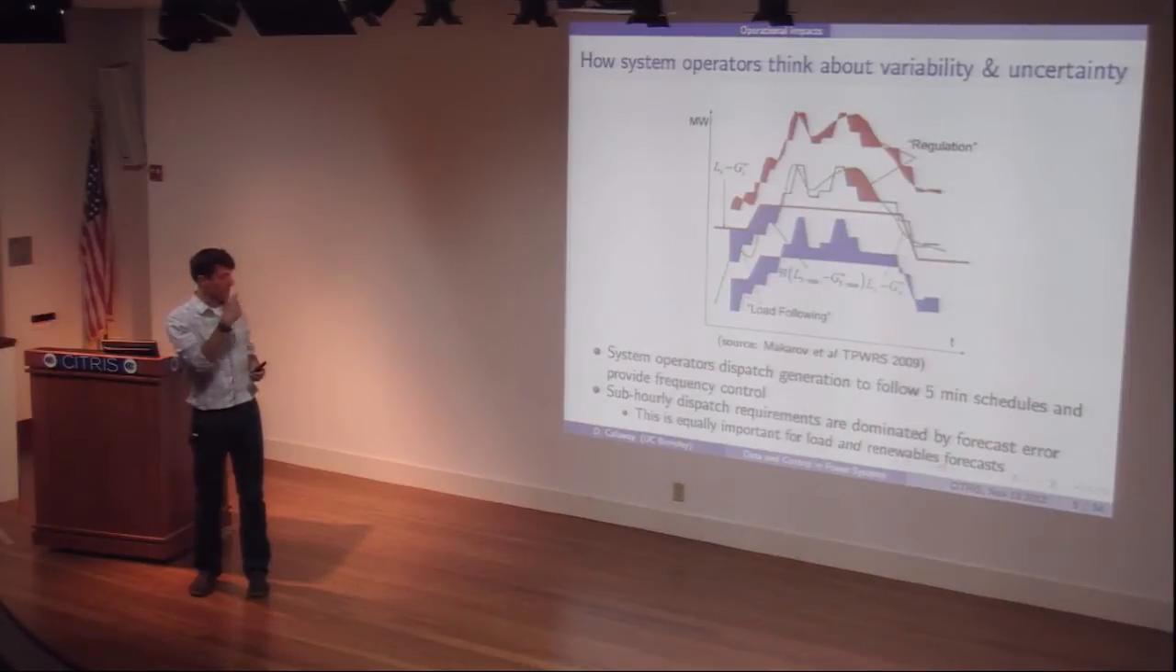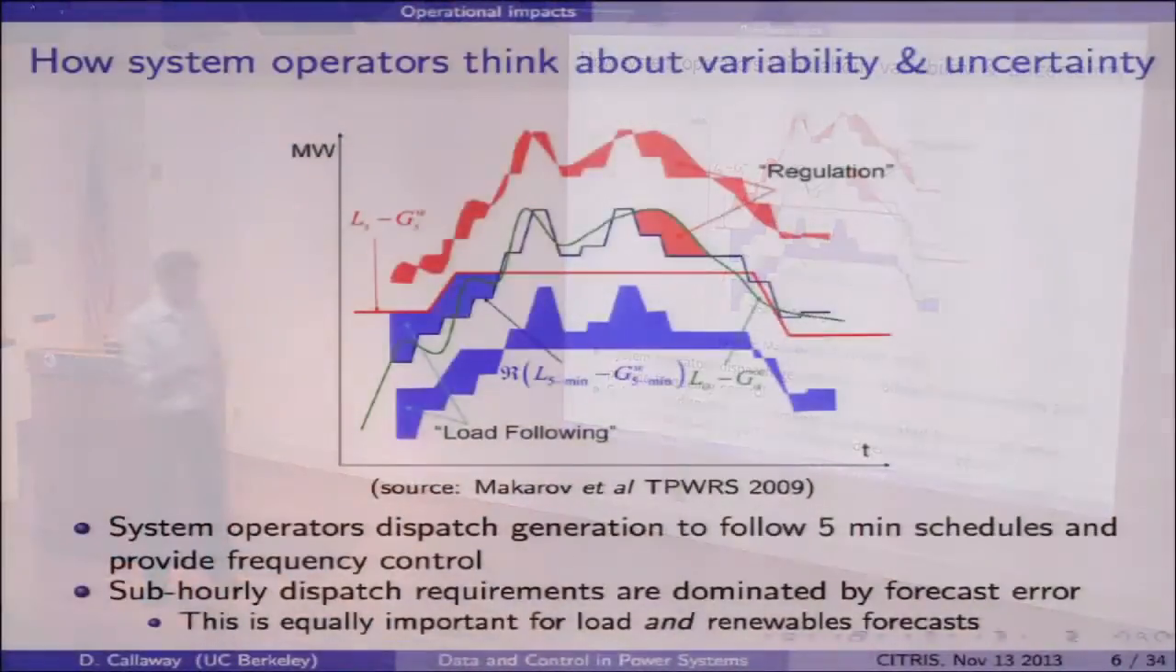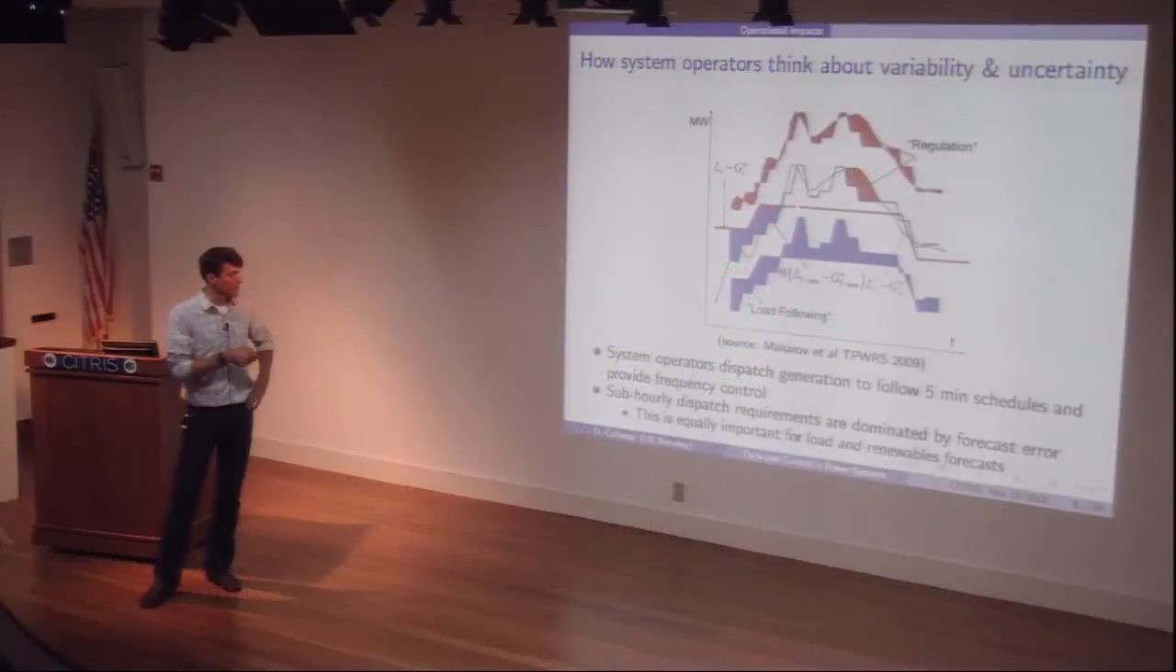It's actually an automated control loop that's centralized that governs all of the generators within a particular balancing area. So the difference between the red line and the blue line is typically referred to as load following. So this is a longer time scale, often larger deviations from the red line to the blue line.